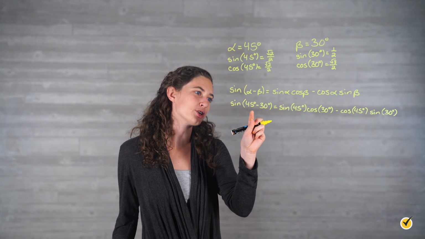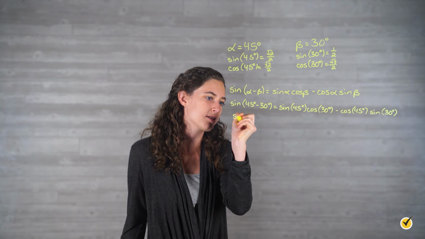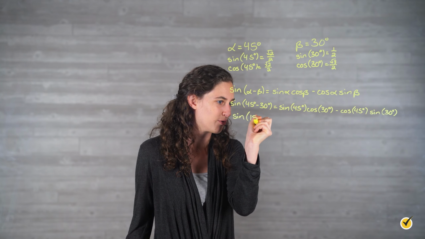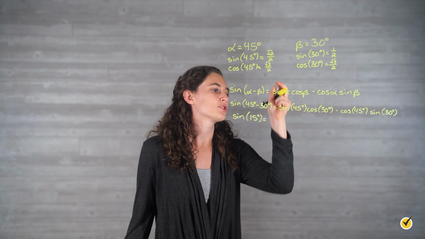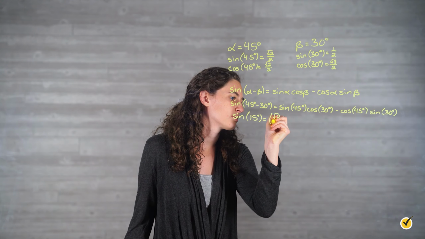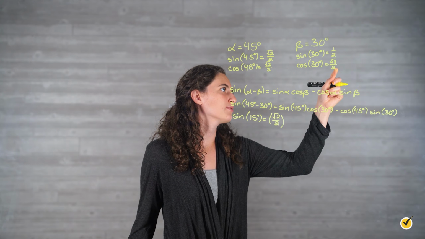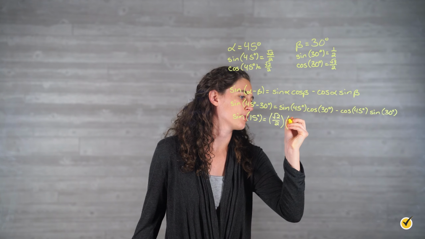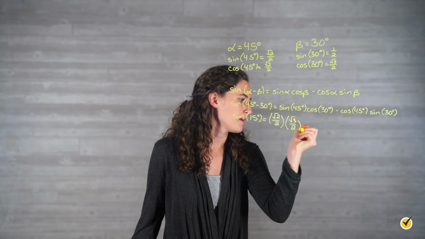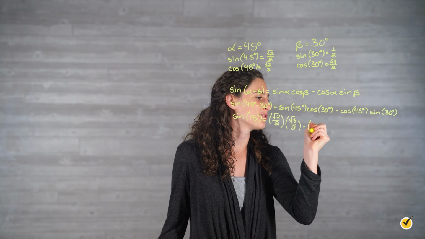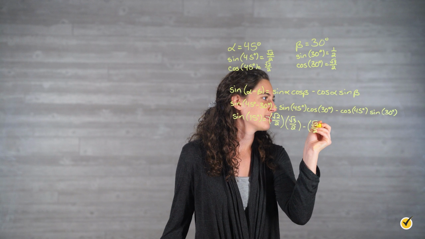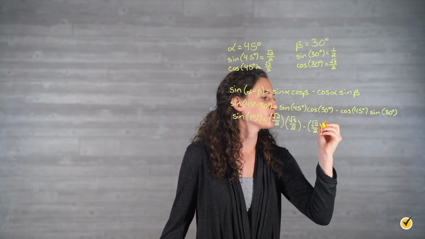So we're going to start by subtracting our values on the left to get the sine of 15 degrees, which is what we're looking for, equals the sine of 45 degrees, which is the square root of 2 over 2, times the cosine of 30 degrees, which is the square root of 3 over 2, minus the cosine of 45 degrees, which is the square root of 2 over 2, times the sine of 30 degrees, which is 1/2.